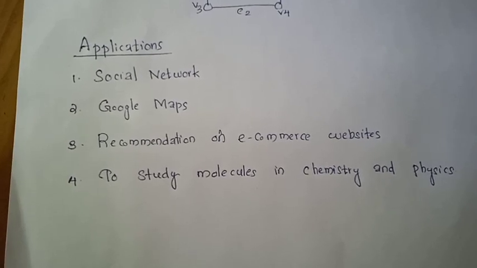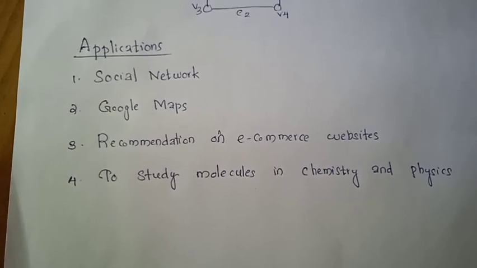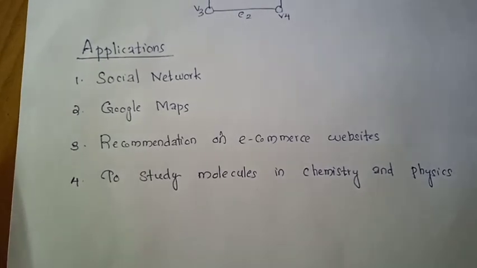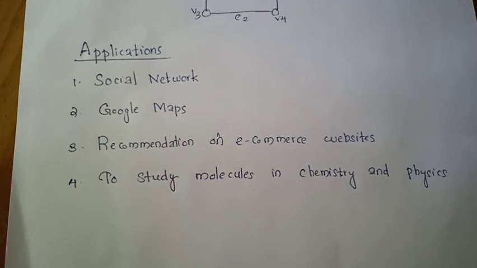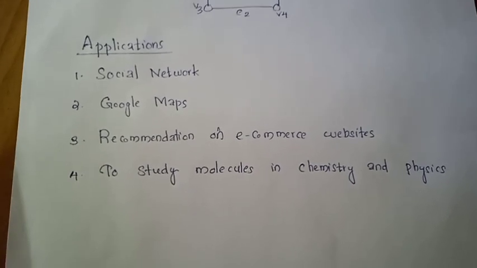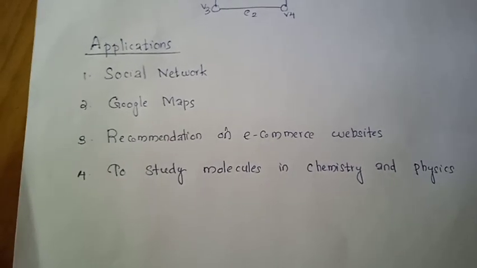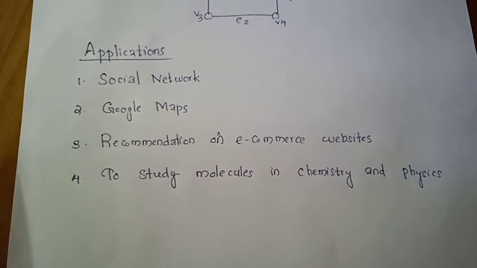Next one is Google Maps. Various locations are represented as vertices and roads are represented as edges in the map. And graph theory is used to find the shortest path between two nodes in Google Maps.